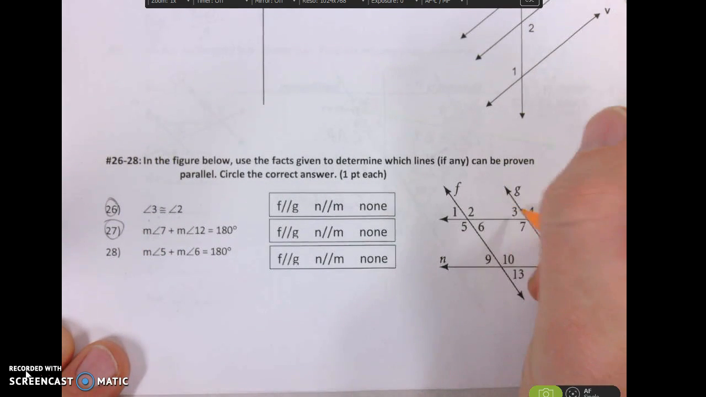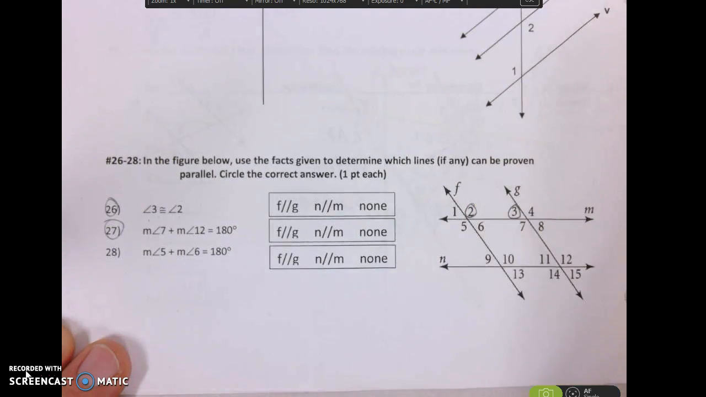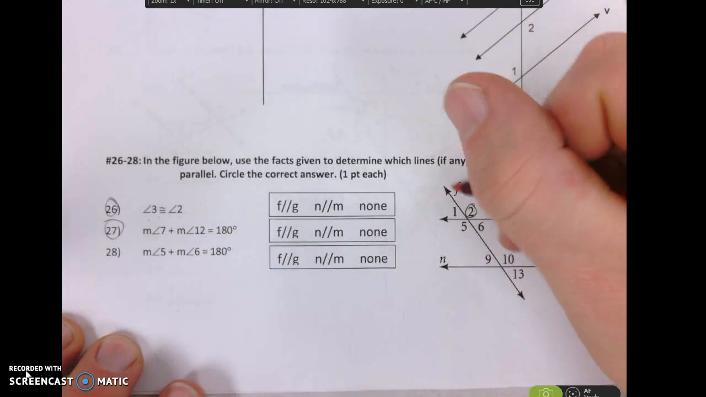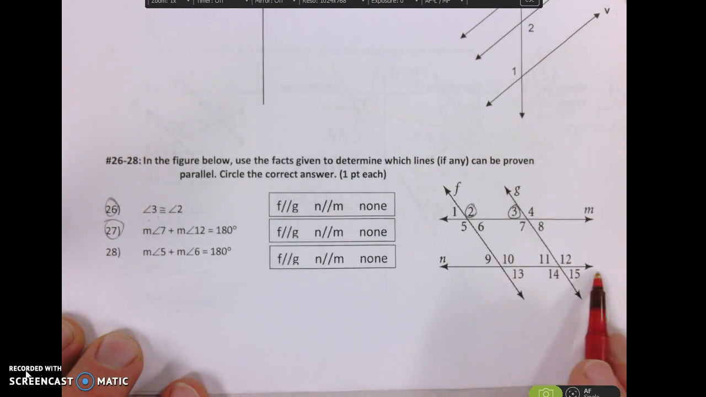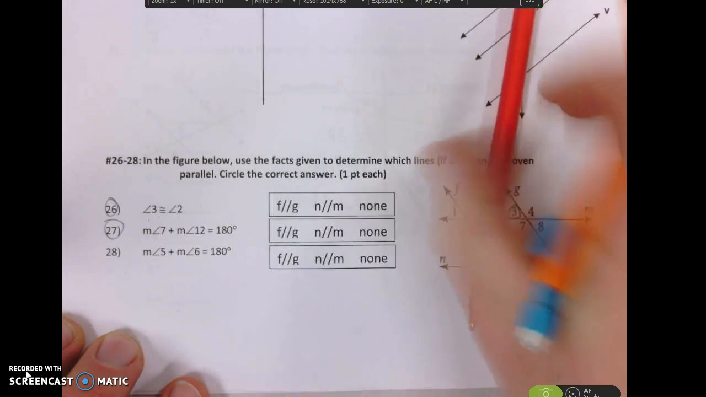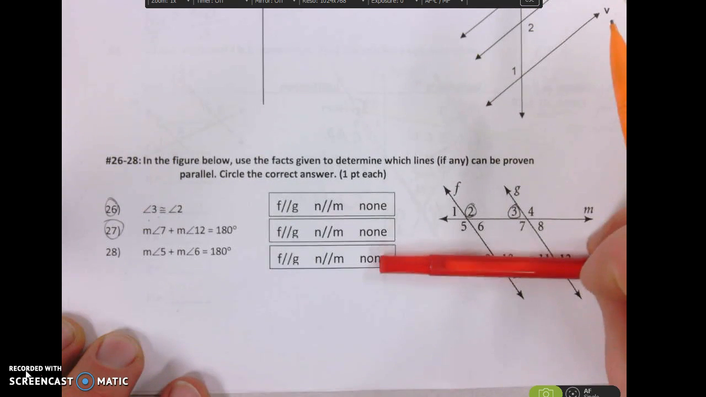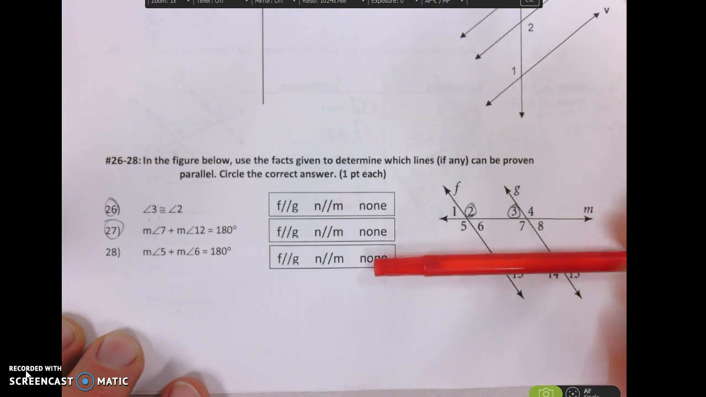Now, if I look at number 26, it says angle 3 is congruent to angle 2. I'm going to kind of circle those. Angle 3 and angle 2. And now I'm going to look, angle 3 and angle 2 do not touch line N at all. So I don't want to totally scribble it out because I'm going to need to do this problem again. I'll just cover it up. I don't need any of those angles down there, none.